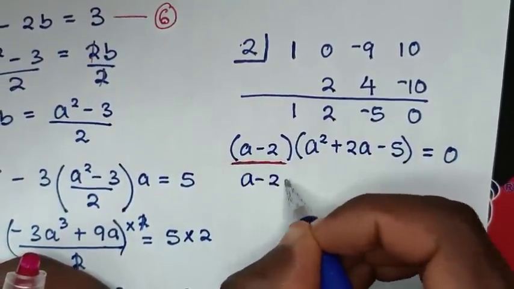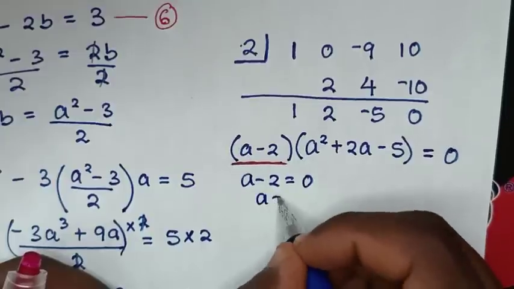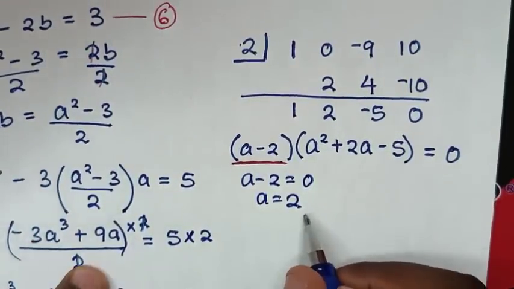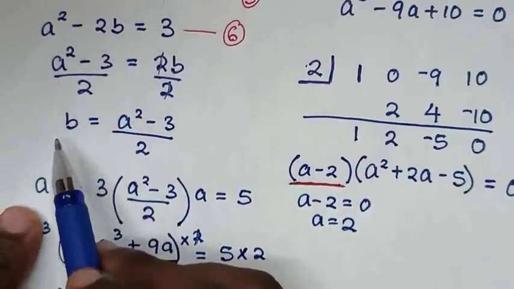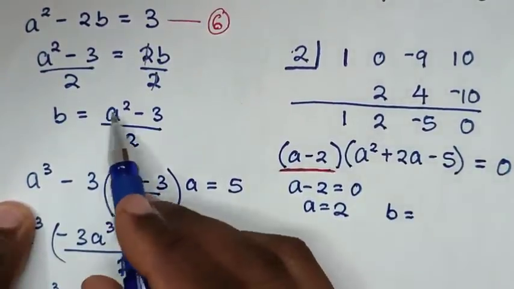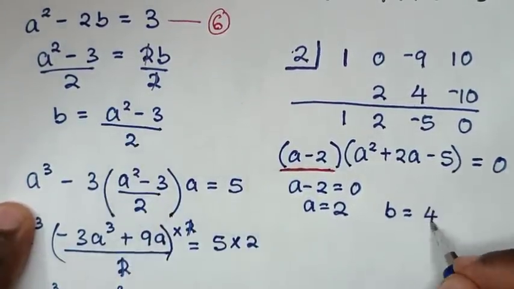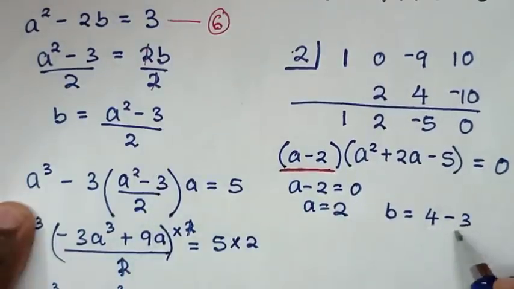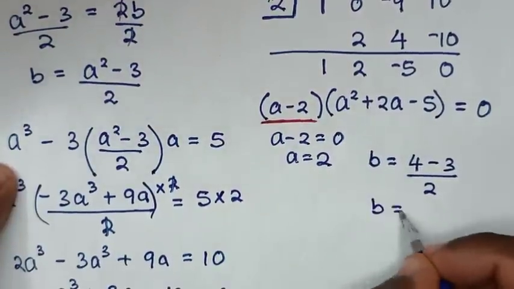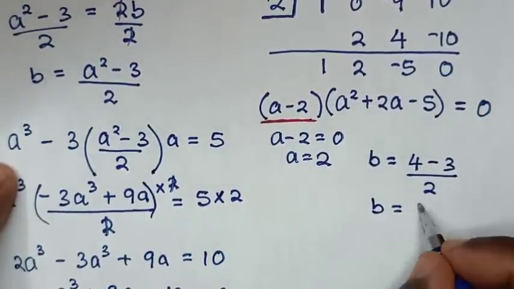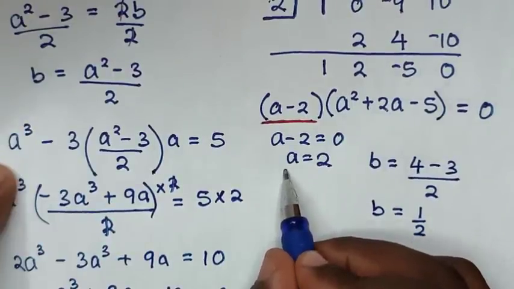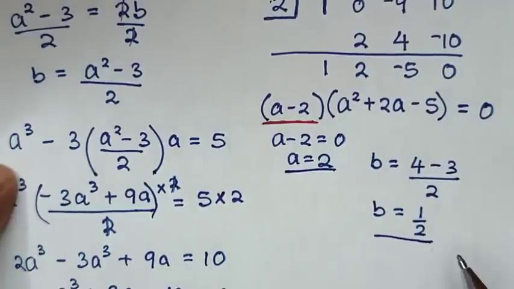this a minus 2 is equal to 0, so a will be equal to 2. Then from a is equal to 2, to find the value of b, from b is this, so it will be b is equal to a square, it will be 2 square, which is 4, then minus 3 over this 2. Then it will be b is equal to 4 minus 3, it is 1, then over 2. So we already get the value of a and the value of b.